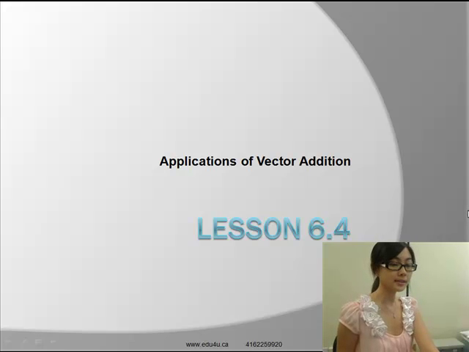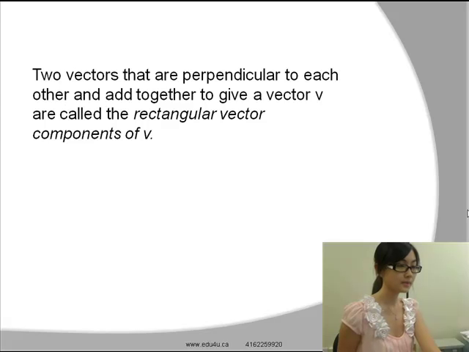Hi guys, this is lesson 6.4, Application of Vector Addition. A rectangular vector component exists when we have two vectors that are perpendicular to each other added together to give off a new vector.